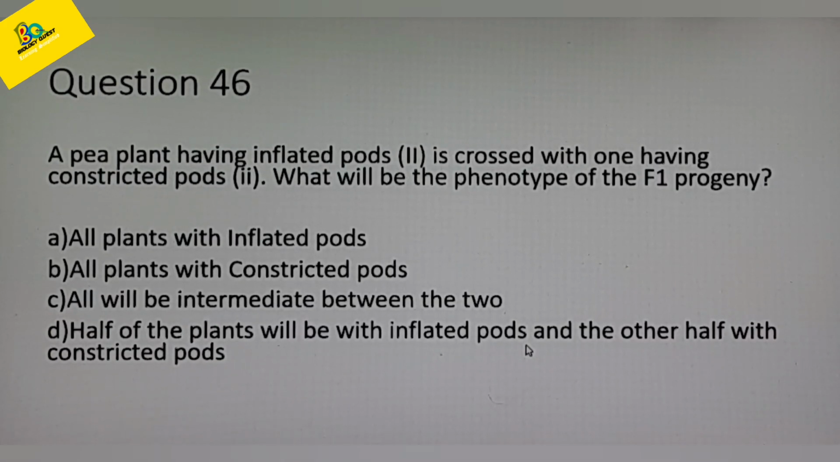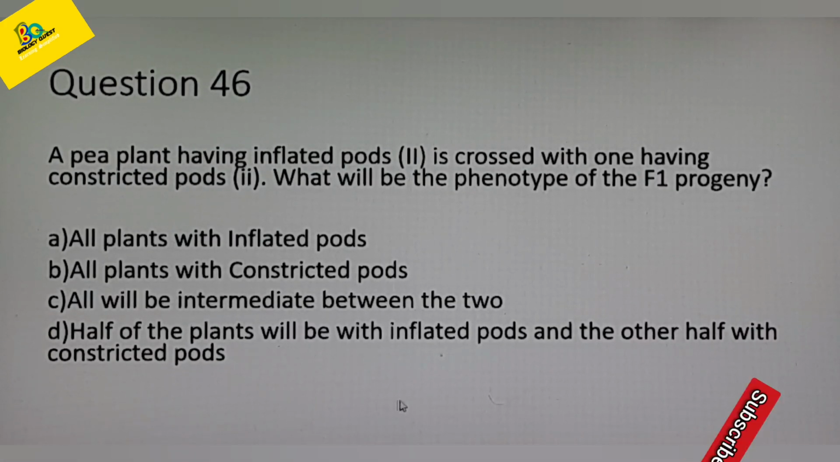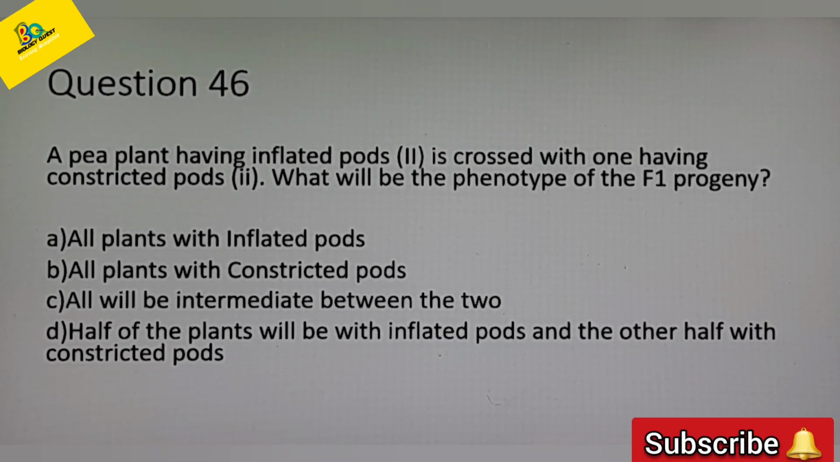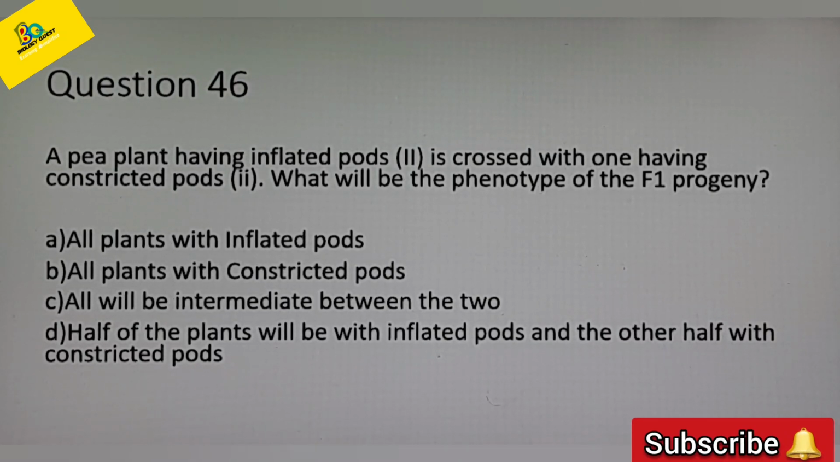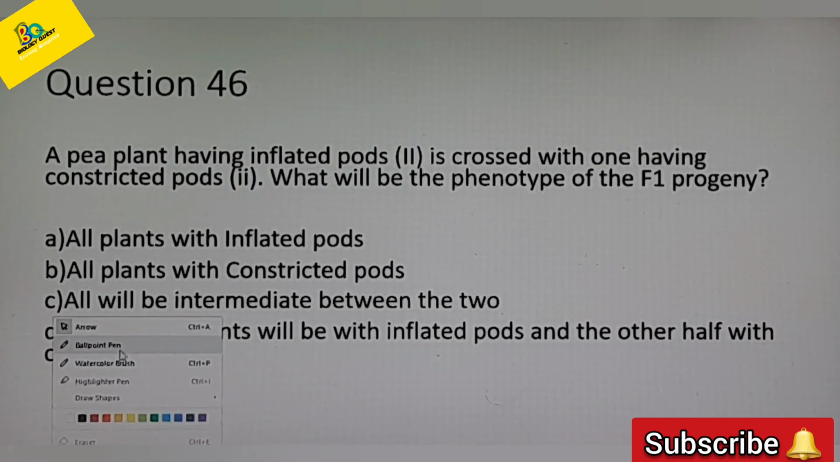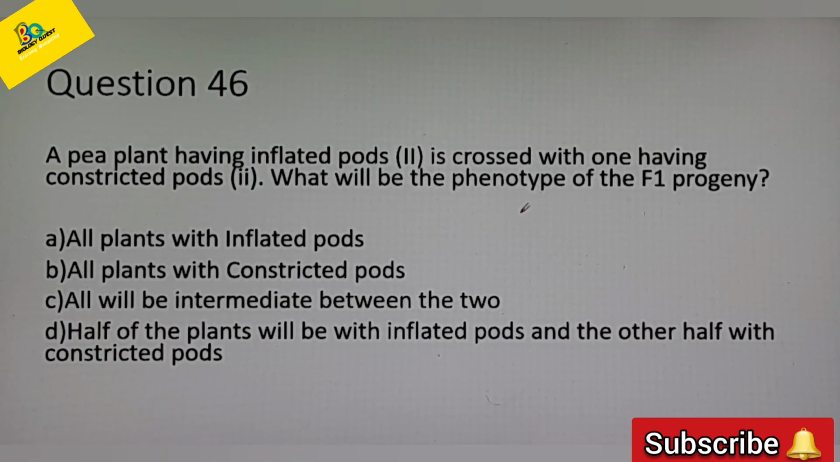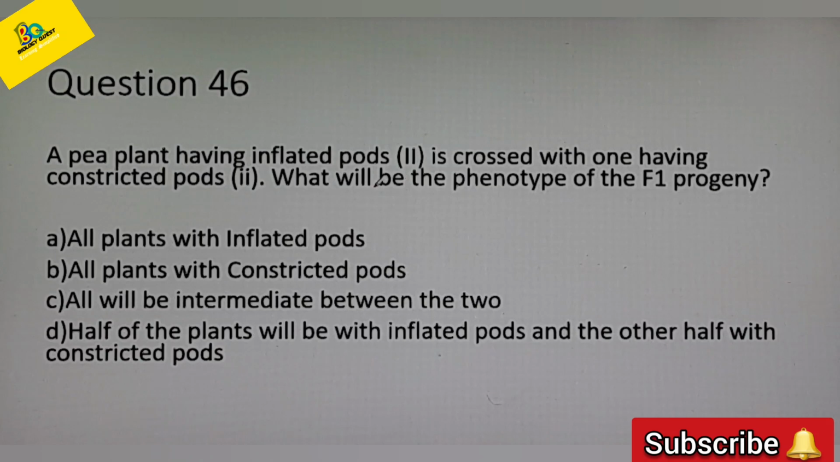Next question. This comes from genetics. You can expect such questions. A pea plant having inflated pod is crossed with one having constricted pod. Here the genotype is already given.